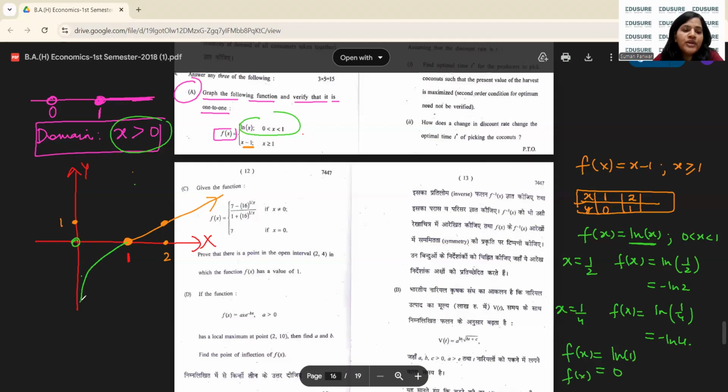Now you can see that this particular graph we have drawn is an increasing function, in fact a strictly increasing function. Whenever a function is increasing, it is always 1-1. So they told us to graph the function and verify that it is 1-1. So you graph the function and you say that since the function is increasing, it is 1-1, because an increasing function is always 1-1.